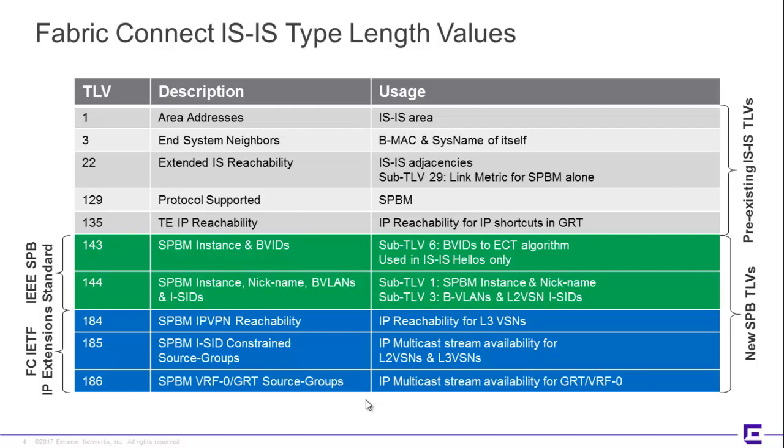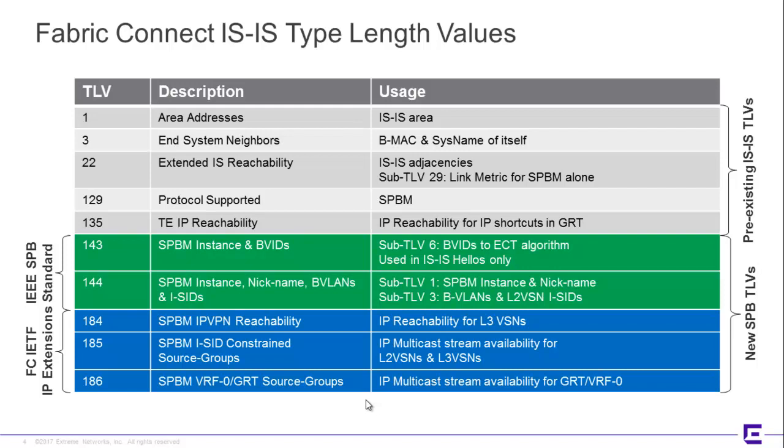The two type length values at the bottom, 185 and 186, provide information on IP multicast. You can see that there are two types, obviously, for the two type length values. 185 is constrained, which basically indicates that these are service entries that we want to lock down and constrain within a specific VSN, whether it be layer two or layer three. And then type length value 186 is unconstrained, as it were, and provides the ability for IP multicast stream availability on the GRT or VRF0.